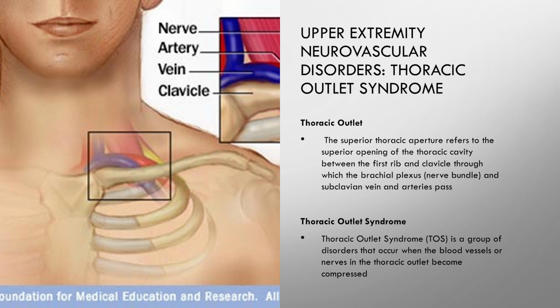Next, let's talk about thoracic outlet syndrome, which is a complex disorder resulting from compression occurring in the space between the clavicle and the first rib, which is adjacent to the superior thoracic aperture. Narrowing of this passageway causes compression of the subclavian vein and arteries, as well as the brachial plexus, which is a bundle of nerves that passes through this space.